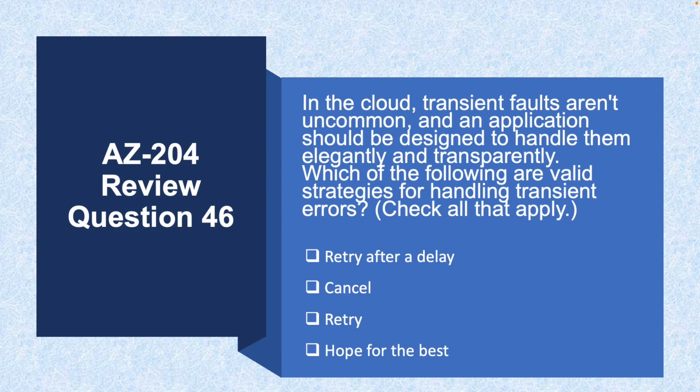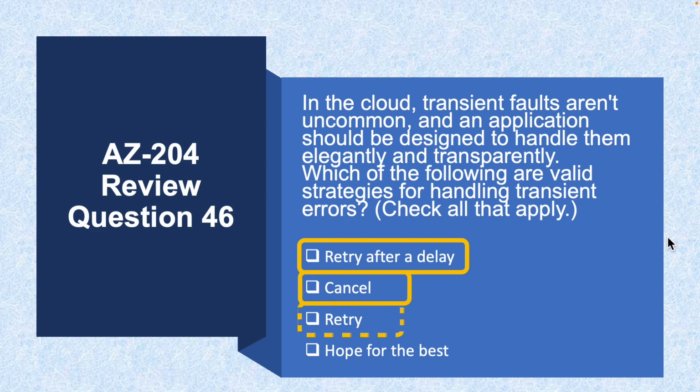Question number 46. In the cloud, transient faults aren't uncommon, and an application should be designed to handle them elegantly and transparently. Which of the following are valid strategies for handling transient errors? Check all that apply. The correct answers are retry after a delay, cancel, and retry. Retry after a delay, retry, and cancel are all valid strategies for handling transient faults.